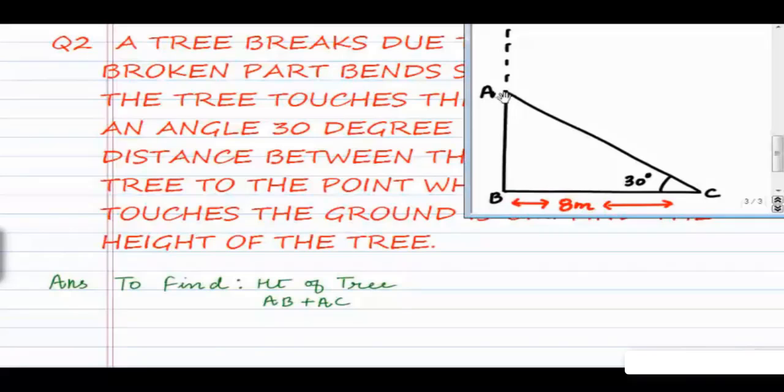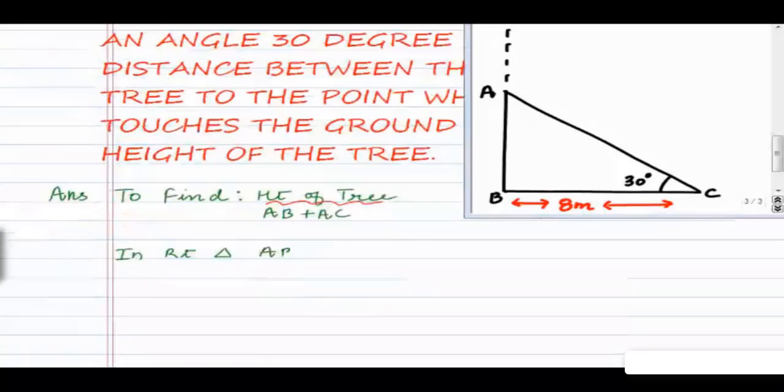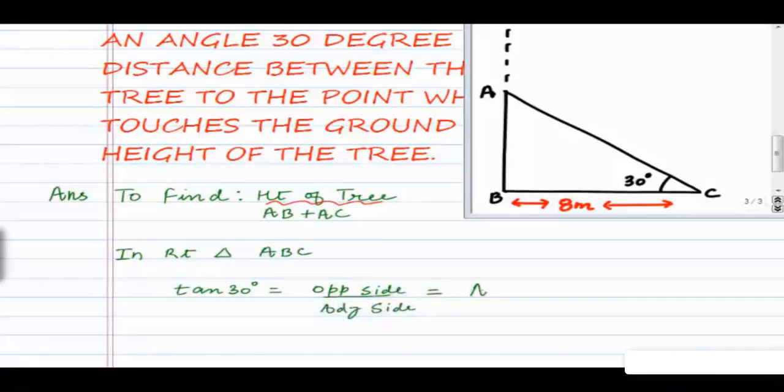So this is the height of the remaining part, and this is the height of the part which has broken and is now touching the ground. So in this question, we have to find the height of the tree. So the total height of the tree will be AB plus AC. So now solving our question, in right triangle ABC, tan 30 is equal to, we know the formula for tan is opposite side over adjacent side. So from our figure, this is our 30 degree angle, the opposite side is AB and the adjacent side is BC.